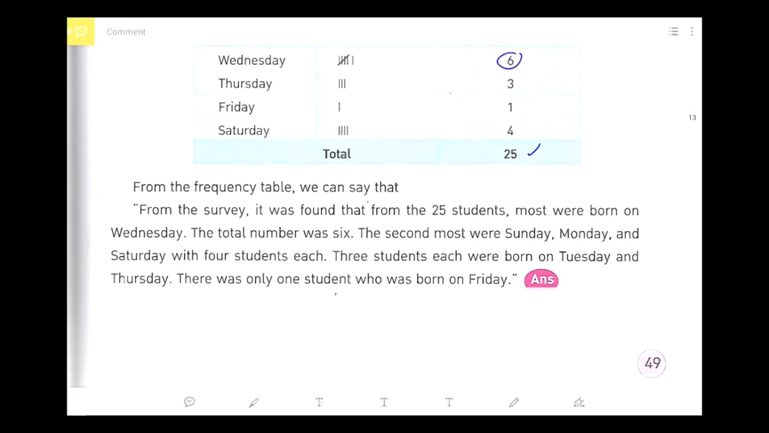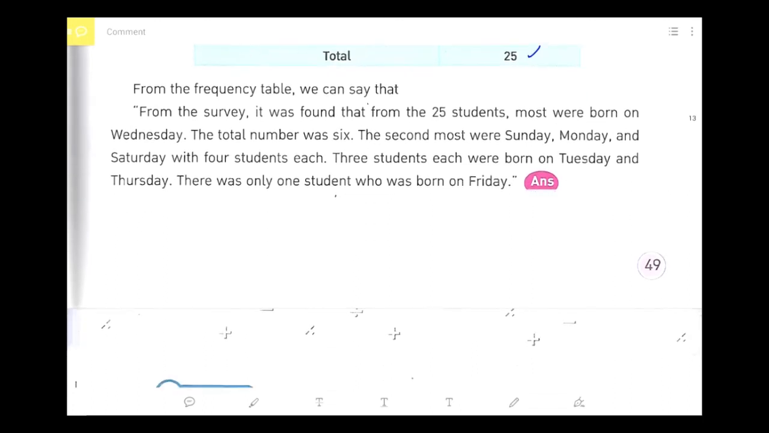Okay, so that's the most. The number was 6. The second most were Sunday, Monday, and Saturday, with 4 students. 3 students each were born on Tuesday and Thursday. And there was only 1 student who was born on Friday. Only one of them was born on Friday. So a frequency distribution table can give us the answer easily.